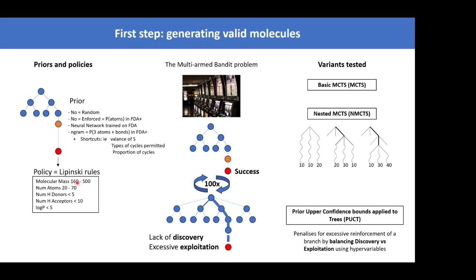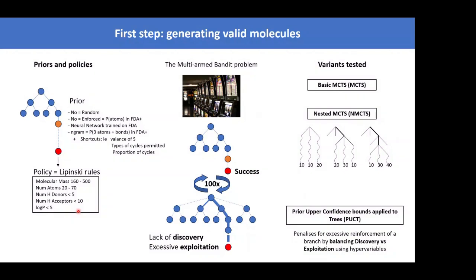And so that puts limits on the molecular mass of the compound, the number of atoms, the number of hydrogen donors and acceptors, and some physical properties of stability, which is called log P. So that's for the basic architecture.